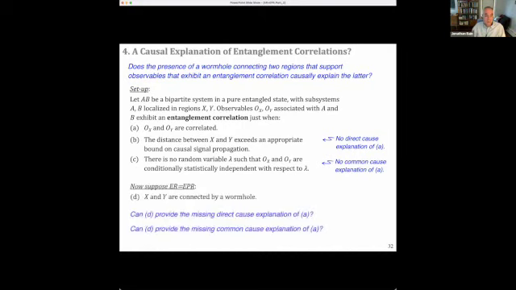So then let's now suppose these two regions X and Y are connected by a wormhole. Suppose ER equals EPR is true, right? So if the systems are entangled, then that means the regions of their support are connected by a wormhole. And now there are two questions, right? Can condition D provide the missing direct cause explanation of the correlation? And secondly, can it provide the missing common cause explanation of the correlation?